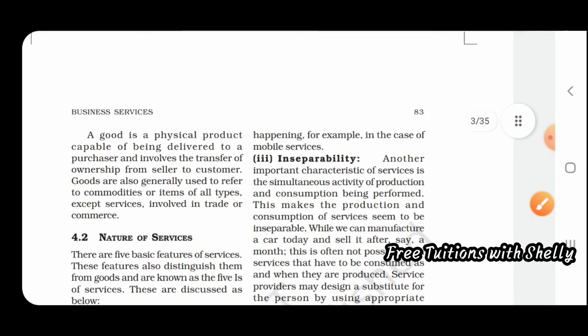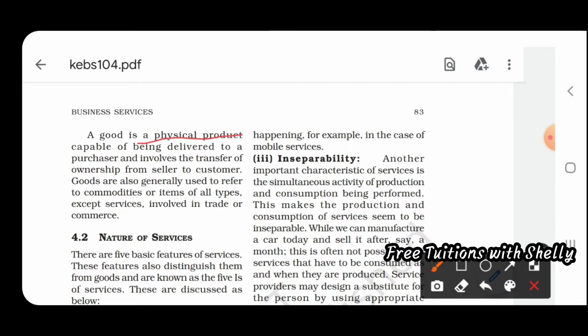But when it comes to goods, it is a physical product. We are able to touch it, we can see what the product is, and it involves transfer of ownership from seller to customer. That is, from one person it has been transferred to the next person. For example, if you sell a car, the person in whose name the car will be registered is the owner of the car. So the ownership is transferred to the person who is buying it.